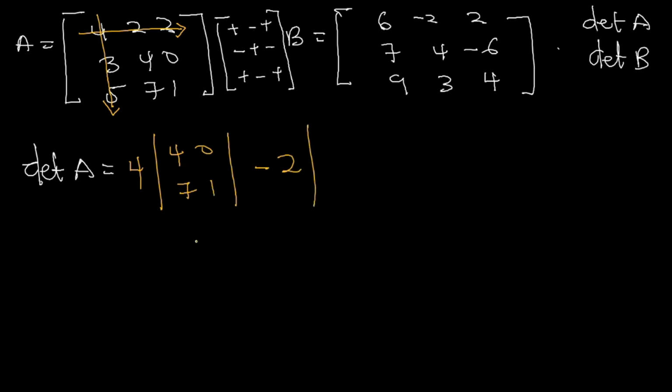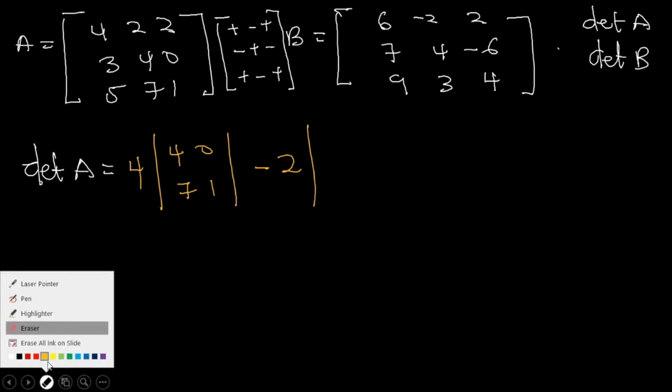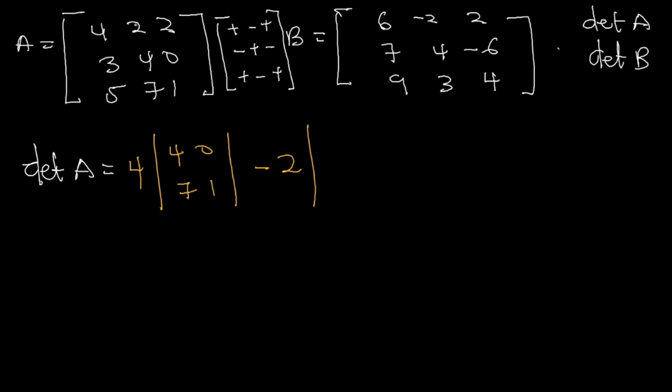So if we take that 2, then if we take this 2 and the sign is minus, so it becomes minus 2, then we cancel this row and then this column. So we are left with what? 3 0 5 1.